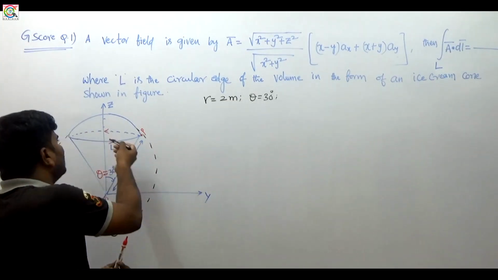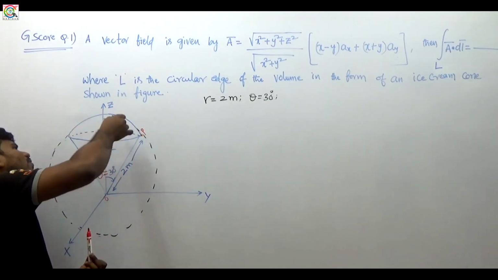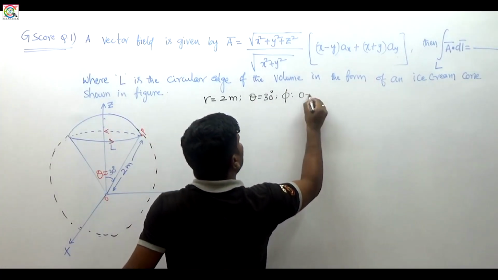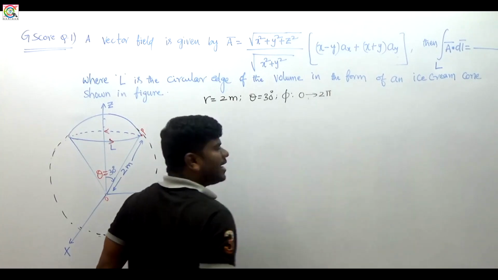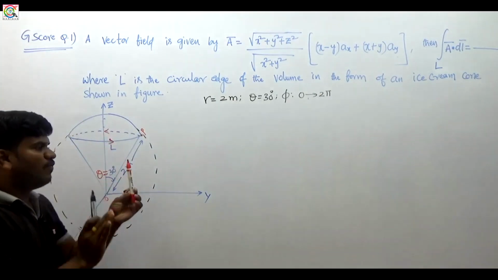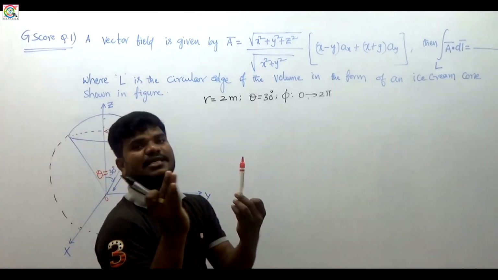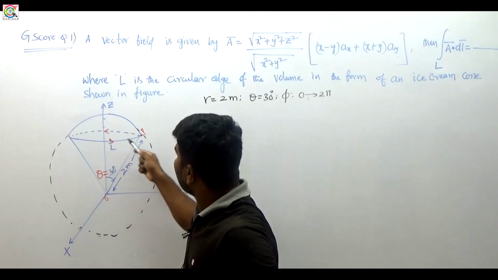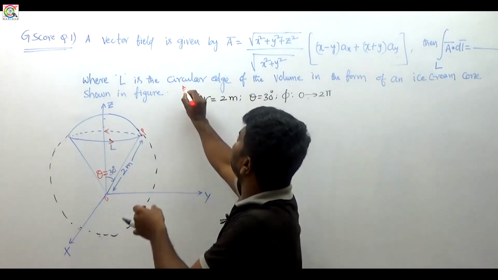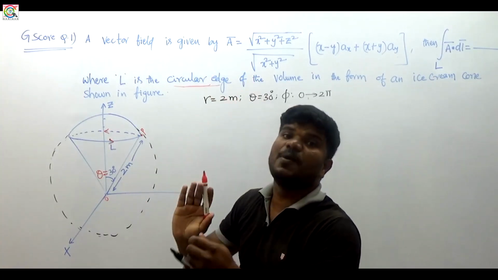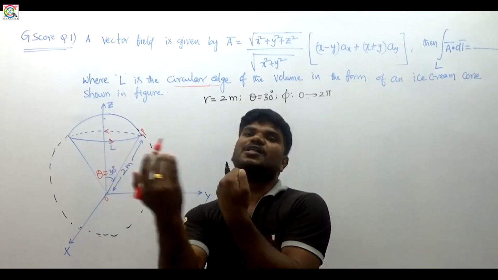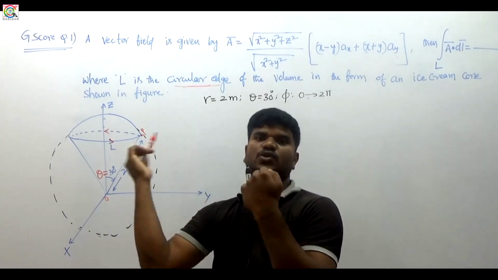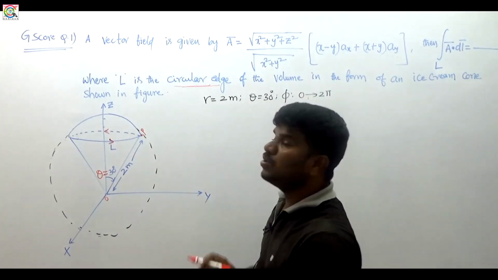Phi is around the z axis. So around the z axis, what is phi? Phi ranges from 0 to 2 pi radians, because phi is always around the z axis. It is a circular path around the z axis, which makes an angle from 0 to 2 pi, right? So phi is varying from 0 to 2 pi.